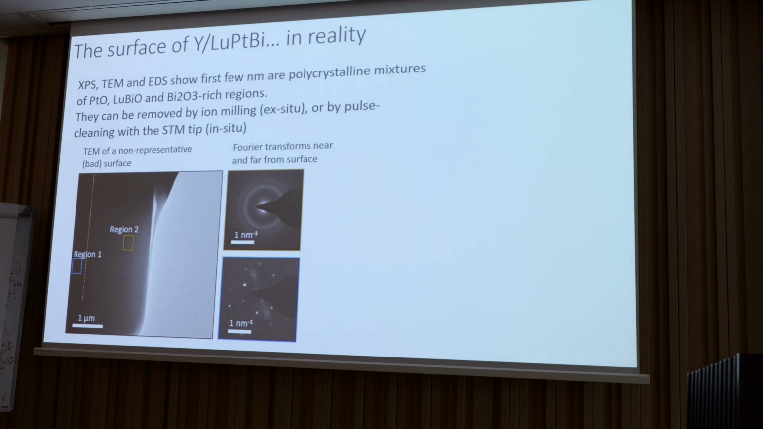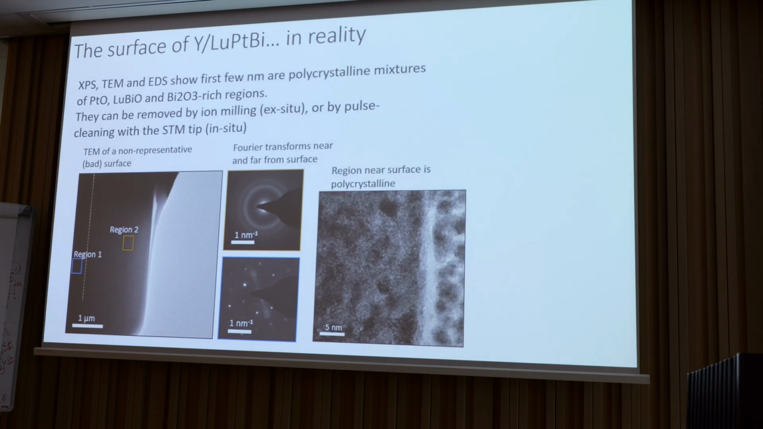If you look at Fourier transforms of these two regions, you find that where you get closer to the bulk, it is crystalline, you see nice diffraction peaks, but it looks amorphous close to the surface. If you take higher resolution data near the surface, in region 2, you find these dark and bright patches, and it turns out that these are inclusions of platinum oxide and lutetium bismuth oxide.